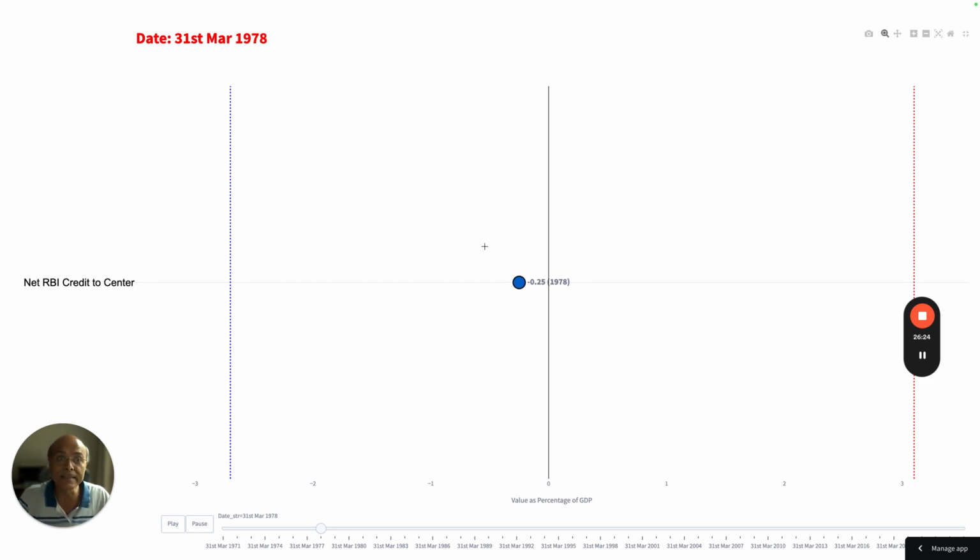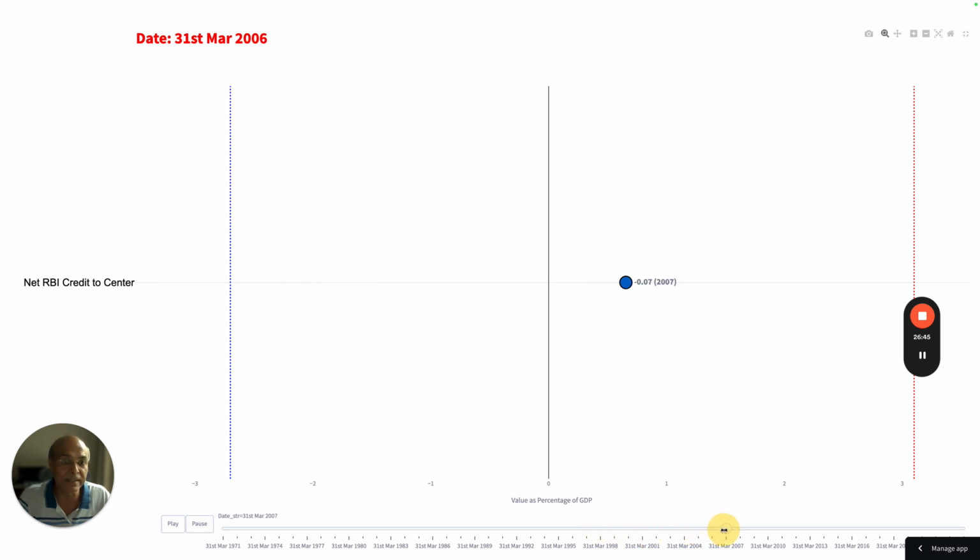See, look, in 1978 it was minus 0.25 of the GDP. Now let's go forward in time. So you see that there have been periods in 1987 when a substantial amount of money was drawn from RBI by the government to do liquidity management. See? And in 1993, 1994, the number reduces. So this number will keep on fluctuating.